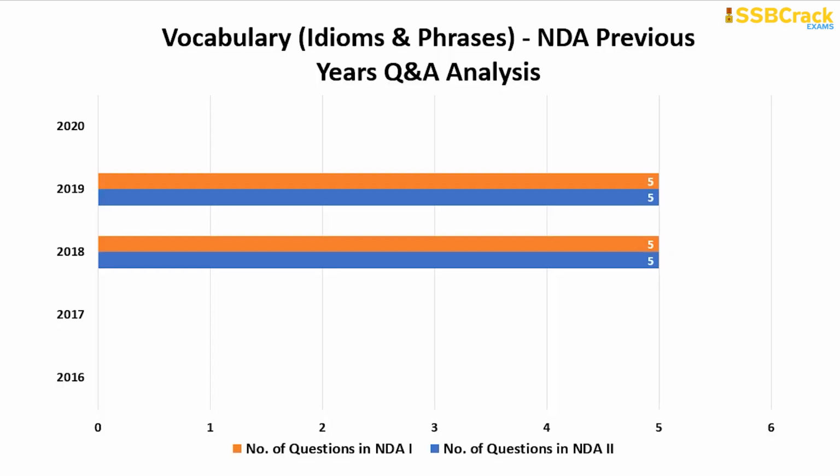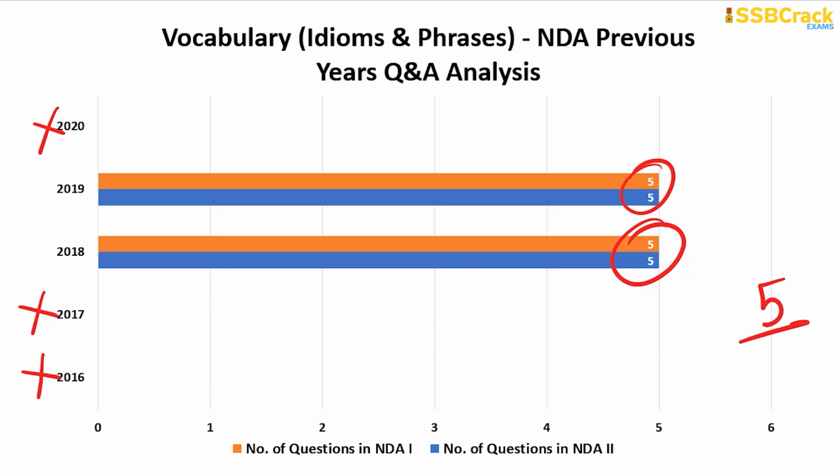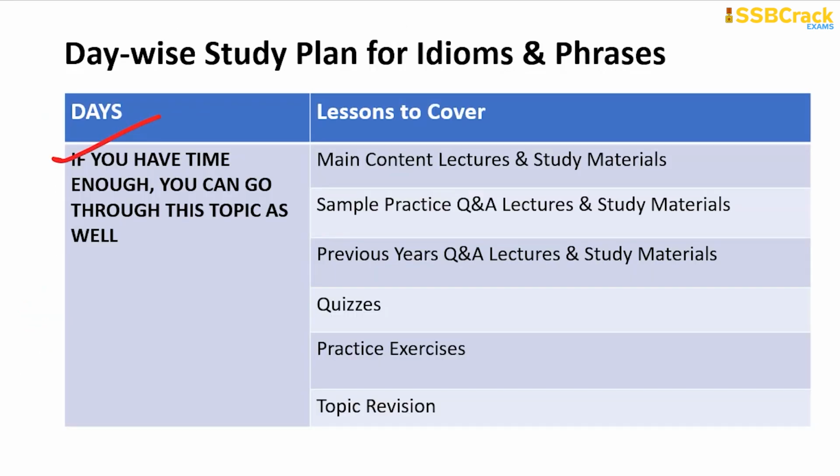So let me show you the previous year's Q&A analysis of idioms and phrases. 5 questions came both in NDA 1 and 2 2019 and 2018, but no questions came in NDA 1 and 2 2020 or 2017 or 2016. So even if you get questions from idioms and phrases, it will be 5 on average. Okay, so it will hardly carry around 20 marks. So if you have enough time, you can go through this topic as well, covering main content lectures, sample practice Q&A lectures, previous year's lectures, quizzes, practice exercises, and their study materials, and much more.